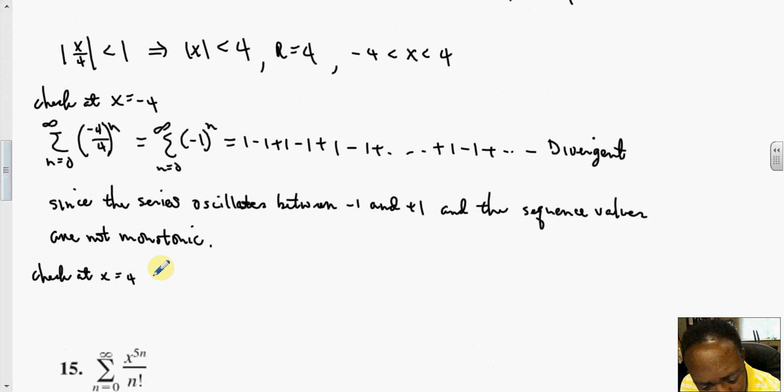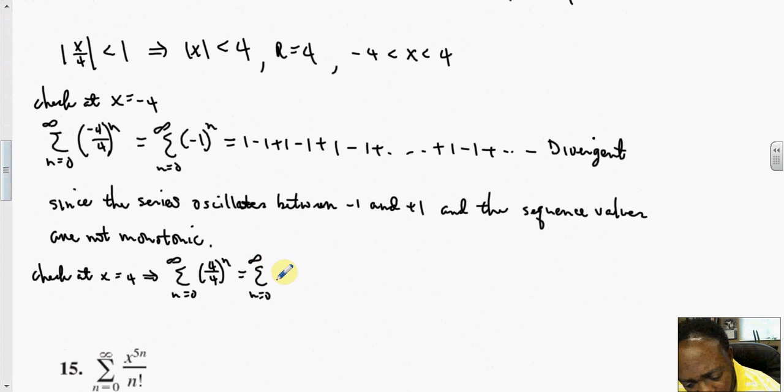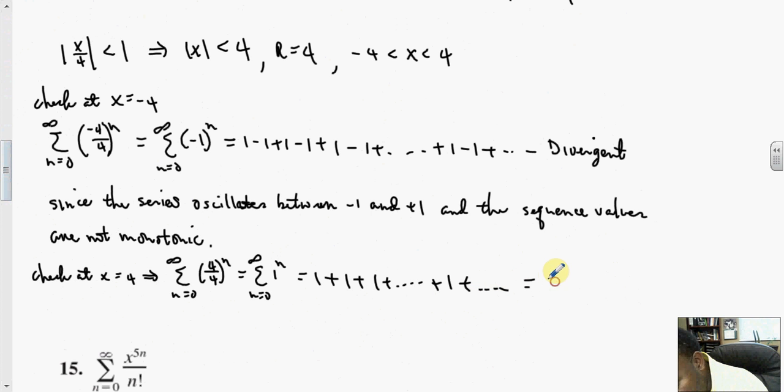But let's check at x equal to 4. So this implies here that we have the summation as n goes from 0 to infinity of 4 divided by 4 raised to the nth. This is the summation as n goes from 0 to infinity of 1 to the nth power. This is 1 plus 1 plus 1 plus, and so on. That's equal to infinity. So it diverges. So at the endpoints we have divergence, but within the interval, we have convergence.